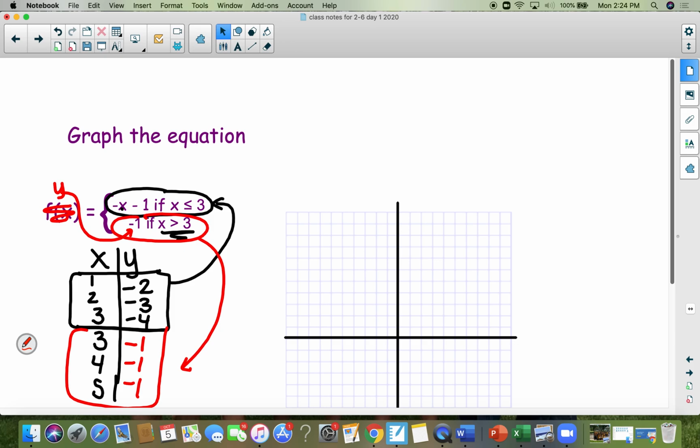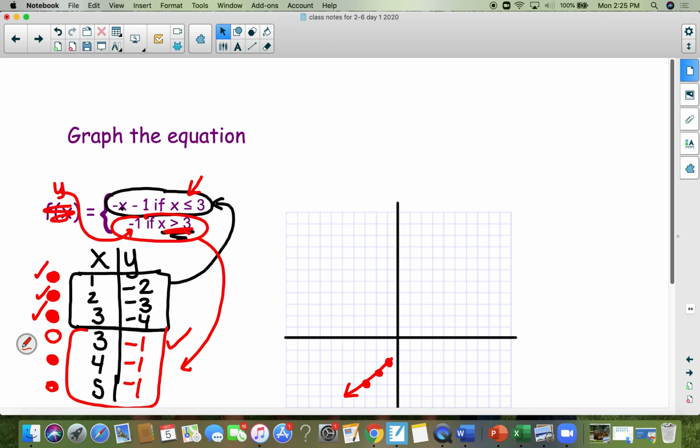At the 3, right here, has to be a closed circle because there's a less than or equal to. And this 3 needs to be an open circle. The rest of them are always closed. It's only at the breaking point that you have to check which one's the open and which one's the closed. So I'm going to use this. 1, negative 2, it's a closed circle. 2, negative 3 is a closed circle. And 3, negative 4 is a closed circle. And everything less than that is in that direction.